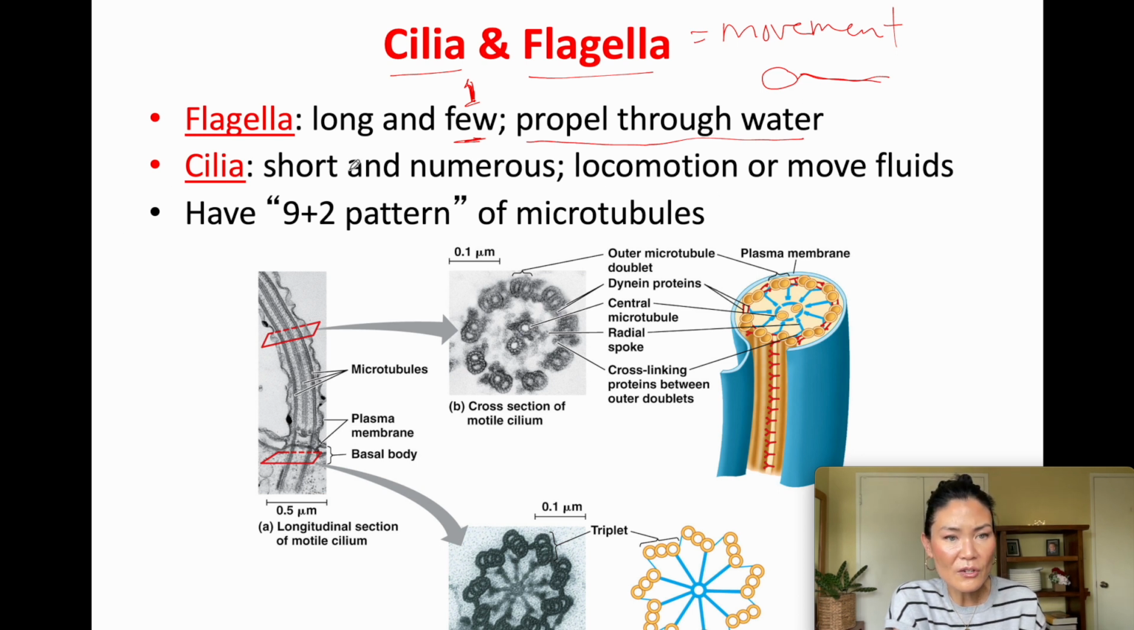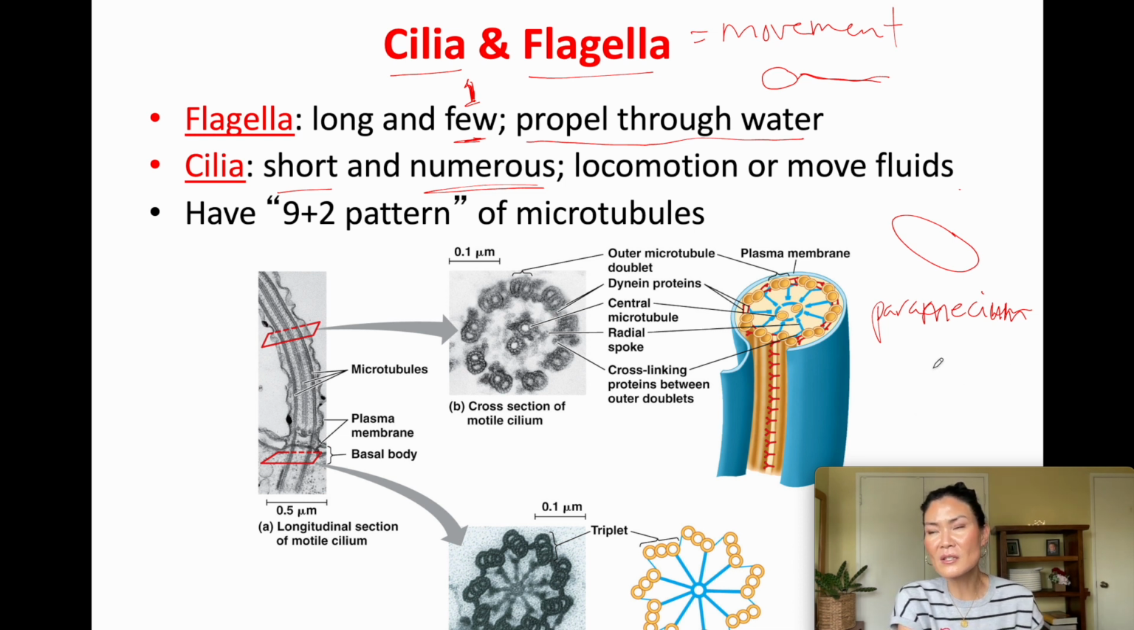And then cilia are pretty short in comparison to flagella, and you're going to find a lot of them on the cell. There's a couple of examples, but let's go over one example, which is a paramecium. Paramecium are single-celled organisms.